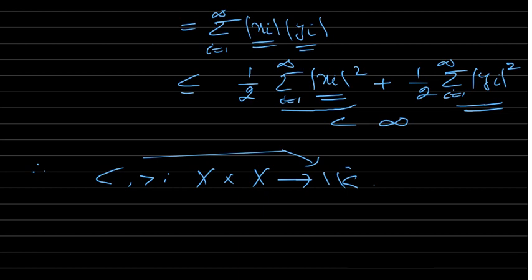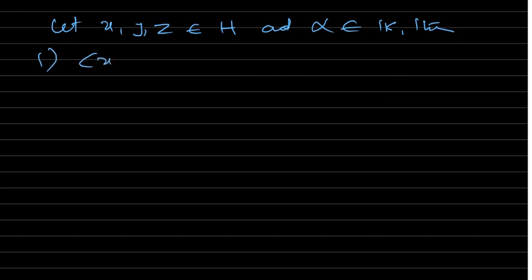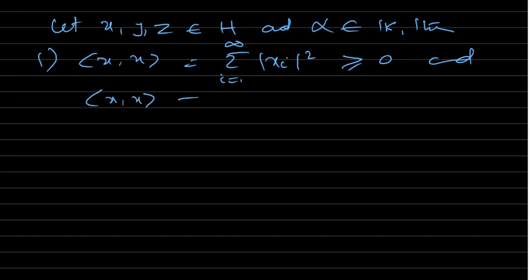Now we have to check the other properties of this inner product. For this I choose three points, so let's choose three points x, y, z belonging to H. So x means xi, y means yi, z means zi, and alpha in the scalar field K. Then you can verify this: <x,x> is simple, it's summation i runs from 1 to infinity of mod of xi square. It's actually xi times xi conjugate, so this is always greater or equal to 0, and it is equal to 0 if and only if x is equal to 0. That you can easily verify.